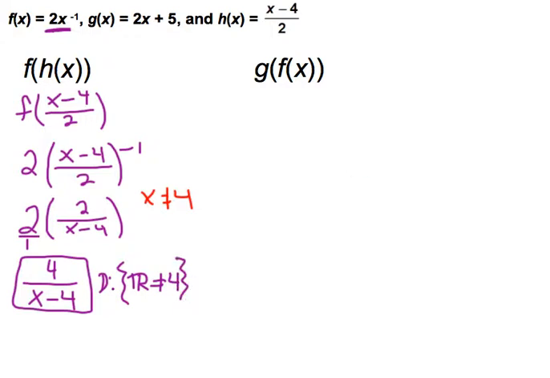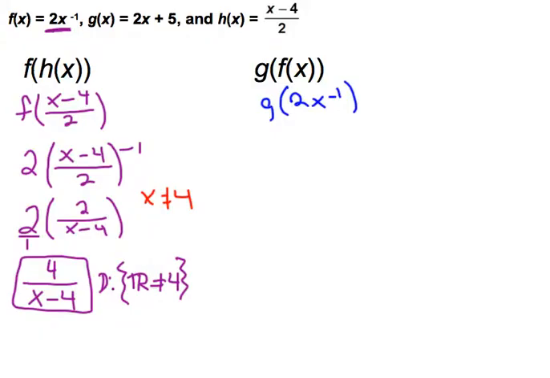G of f of x. First, let's plug the f of x in. So this will be g of 2x to the negative 1. Now I'm going to go to the g equation. I'm going to bring down the 2. We take out this x, and we're going to put 2x to the negative 1 in its place. Bring down the plus 5.